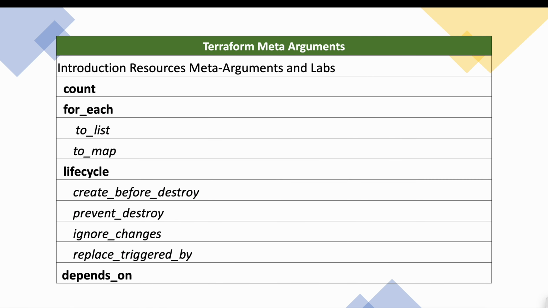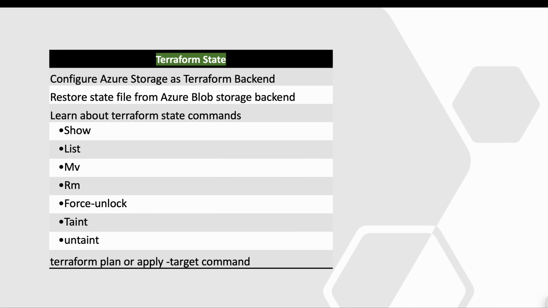And under Terraform meta arguments, we will see what is count and what is for_each and what is lifecycle and what is depends_on, and when we have to use these arguments in which situation. So we will see all these things using a few demos.